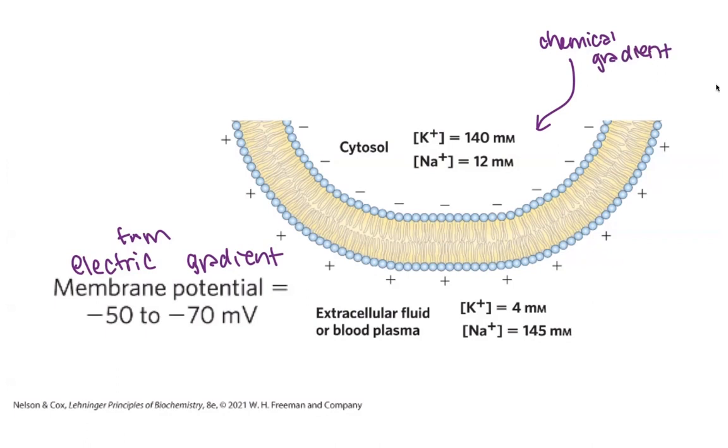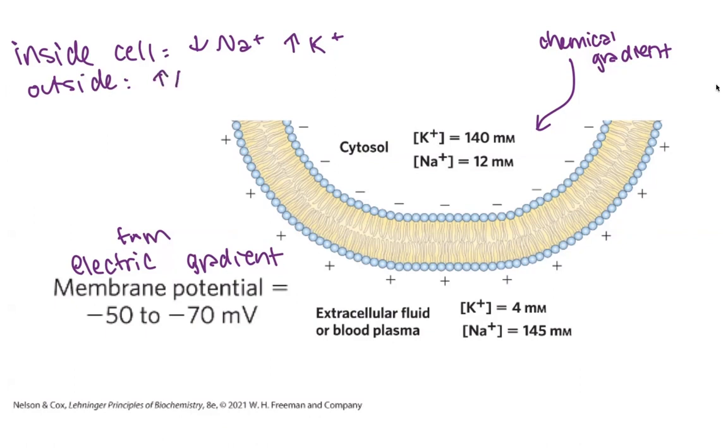And you don't need to know these exact numbers, but what you can see is that inside of our cell compared to outside of our cell, is sodium going to be higher or lower inside of our cell? Yeah, sodium is going to be lower. So we have lower sodium. And then what about our potassium? Yeah, our potassium is going to be higher. But then outside of our cell, we're going to have the opposite.